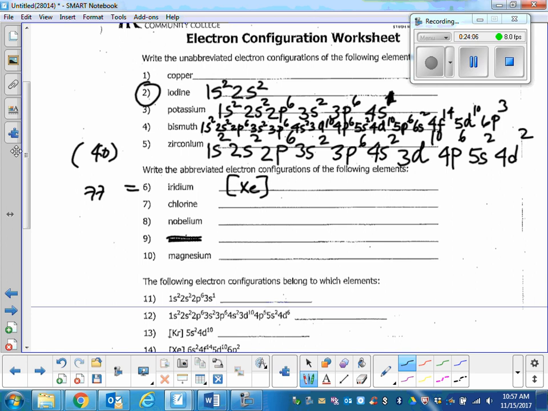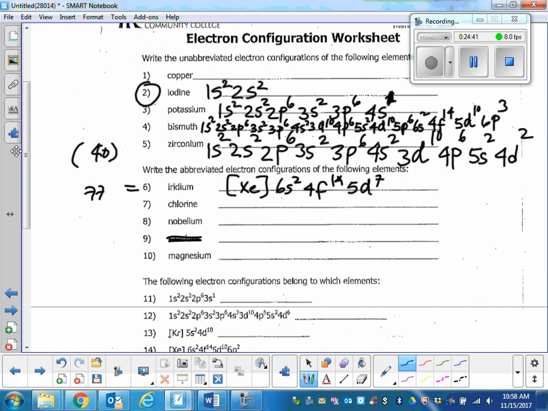Who would like to help write the electron configuration after xenon for iridium? Yes, Ryan. You tell me and I'm going to write it. Okay, so 6s2, then 4f14, and then let's see, 1, 2, 3, 4, 5, 6, 7. So 5d7. Do we understand this?